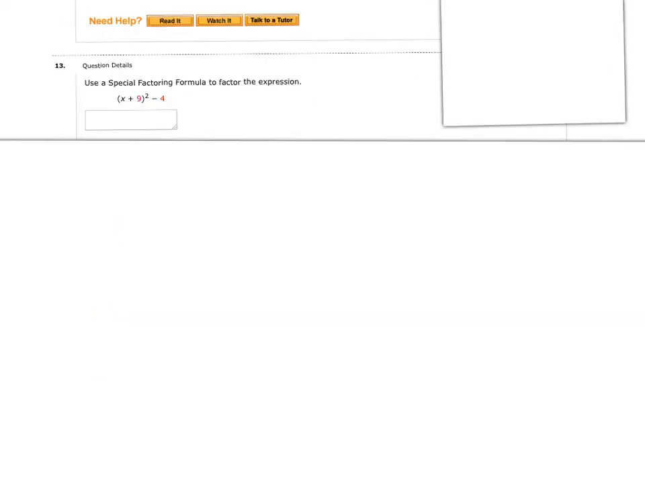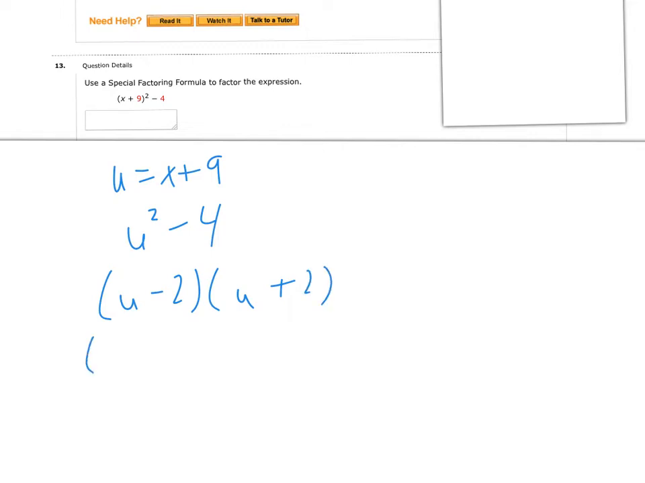All right, next up, number 13. Again, here I would use some u substitution. I would let u equal x plus 9. And so I would call this u squared minus 4. And then it's pretty clear to see we'd do a difference of perfect squares factoring here. Oops, it's going to be a 2. All right, and then I would plug it back in. Now, since nothing's multiplying by u, I don't have to worry about distributing. So I can just go like this, and then x plus 9 plus 2. And we'll go ahead and combine like terms here. So we got plus 7 and then plus 11.